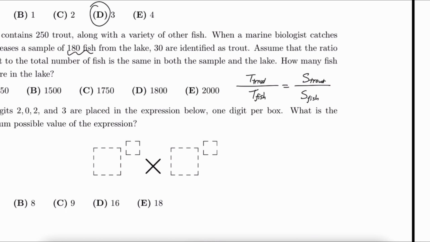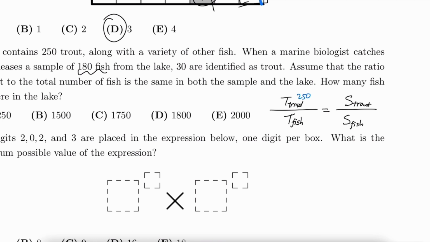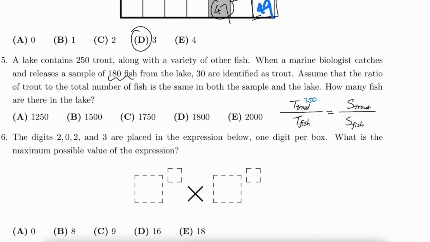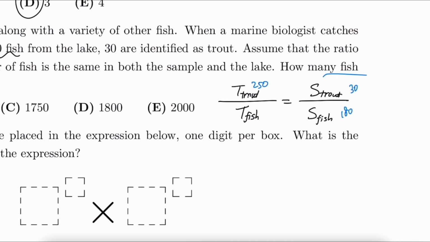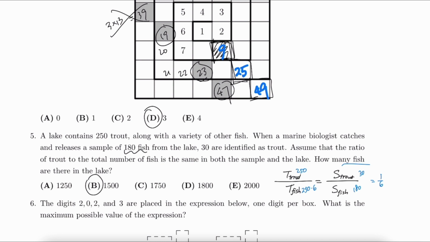So we're given, let's fill in the numbers. Total trout is 250, we're given that. The total fish is going to be unknown, that is what we are asked. The sample of trout is 30, and the sample of fish is going to be 180. Remember, do not subtract 30, because this 30 is included in the fish. Trout counts as fish, right? So we can simplify this to be 1/6, which means this is just 250 times 6, meaning that our answer for this problem is going to be B, 1500.